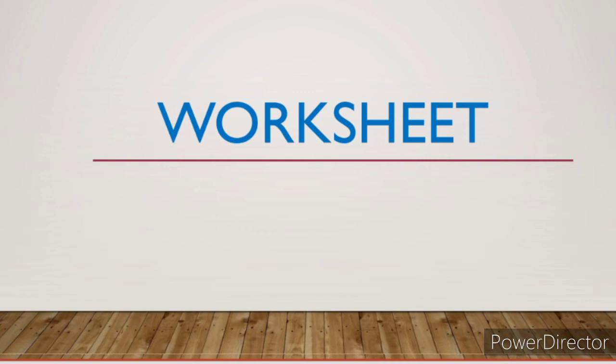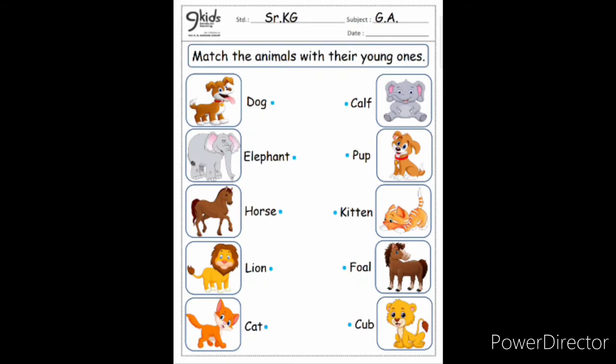Now it's time for the worksheet. In this worksheet, on the left hand side, there are some pictures of animals, and on the right hand side, there are some pictures of their young ones. And you have to match the animals with their young ones. Look at the left hand side. First picture is of dog, then elephant, horse, lion, and last one is of cat. Now look at the right hand side. First picture is of calf, pup, kitten, foal, cub.